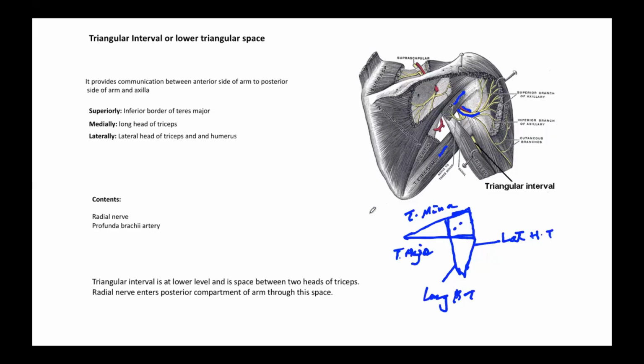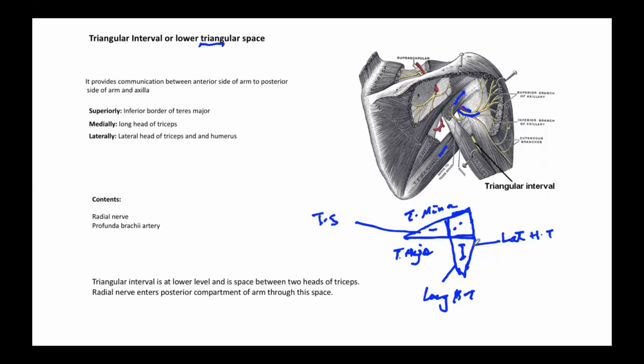Then this space used to be called the lower triangular space, but nowadays it's called the triangular interval. This upper space is called the triangular space. Its other name is the upper triangular space, but mostly they say triangular space. So how do we differentiate which one is interval and which one is space? We can see that this looks more vertical, like an I. So the lower one is the interval and this one is the space.